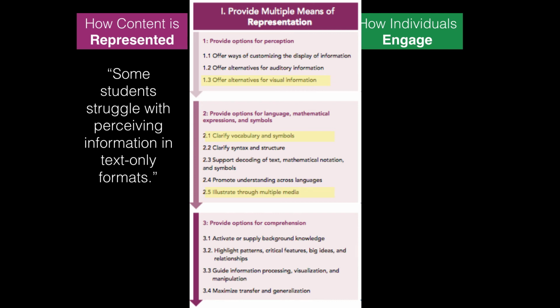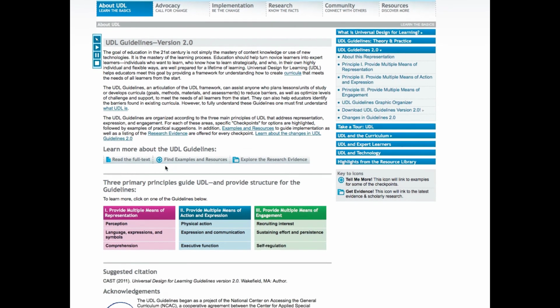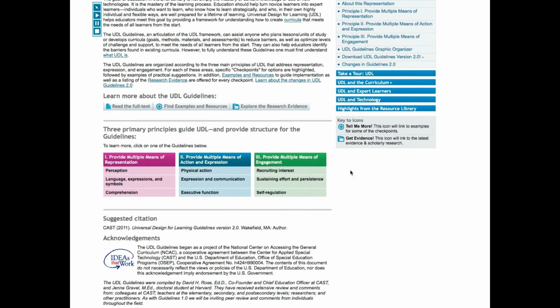The next point for me would be to look at each of these checkpoints in more detail to make sure that this checkpoint is actually addressing the barrier as I'm thinking it to. To do so, I suggest going on to udlcenter.org. Let me show you. So here I am at udlcenter.org. I've clicked on the UDL Guidelines 2.0. Here I have all of the principles and the 9 guidelines.